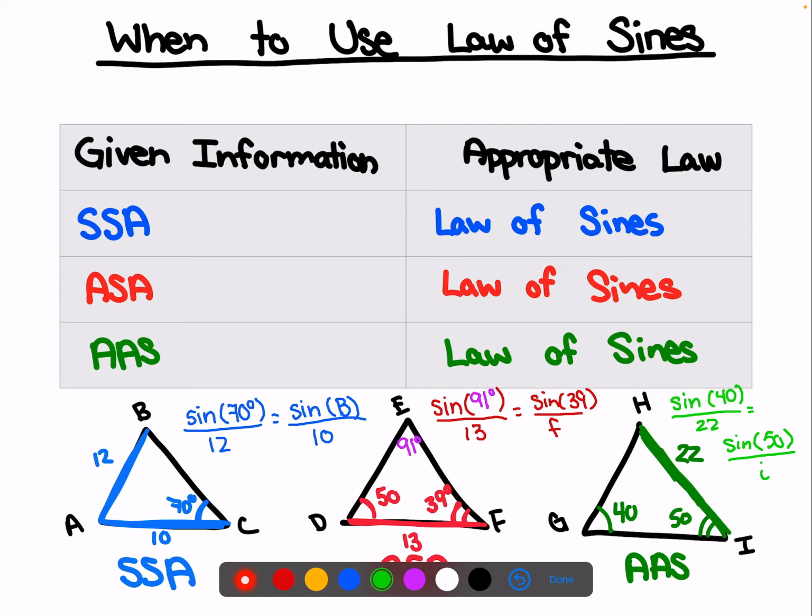Now, once we have our trig ratio set up, it creates a proportion. And we know how to solve proportions. The way that we solve proportions is first we cross multiply, and then we solve our equation. So let's go ahead and see our first example here.